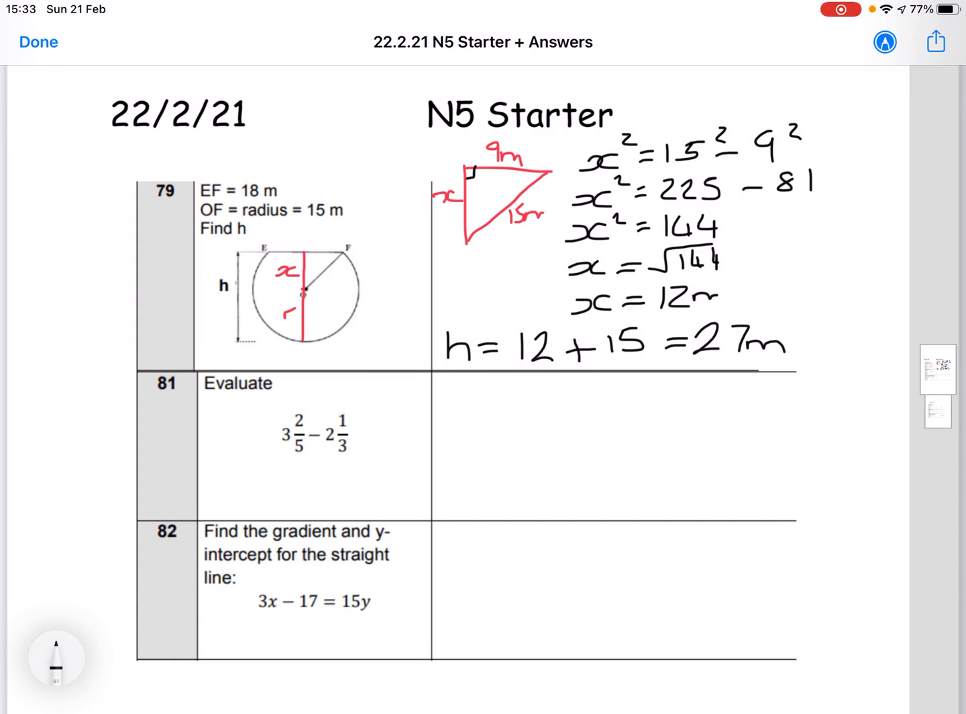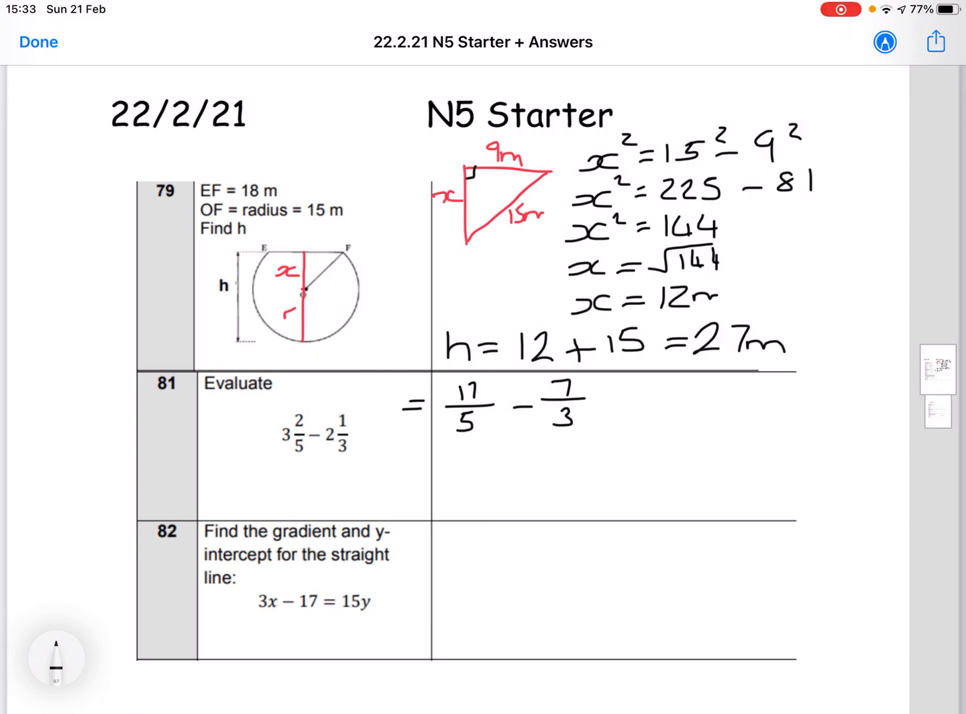Question 81 is just subtracting fractions. So the first thing we would do is write these both as top-heavy fractions. So 3 and 2/5, we do 3 times the 5 on the bottom, that's 15, and add the 2 on top, so that becomes 17 over 5. Same with the other fraction, so 2 times the 3 is 6, and add the 1 on top, so that's 7 over 3.